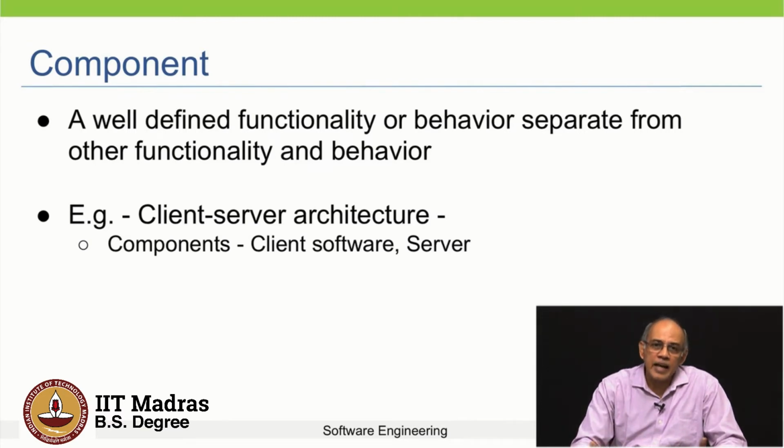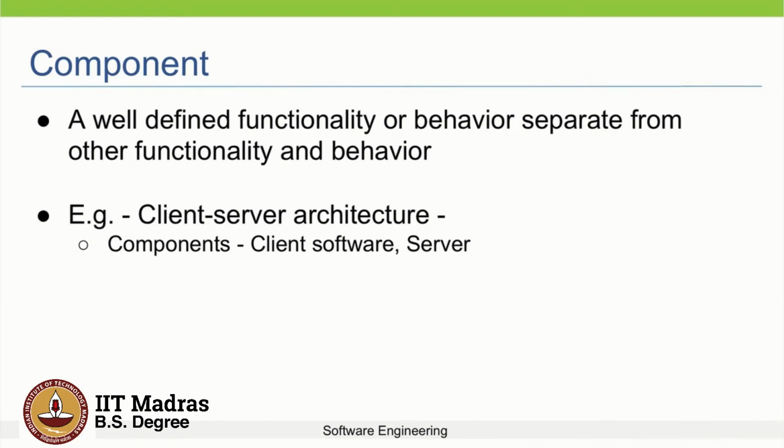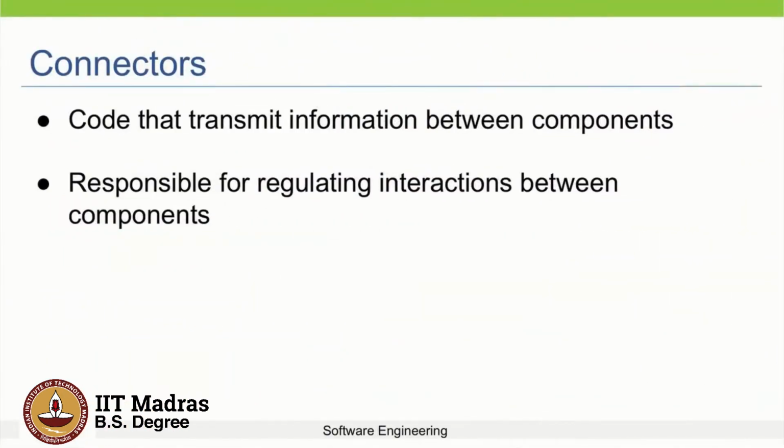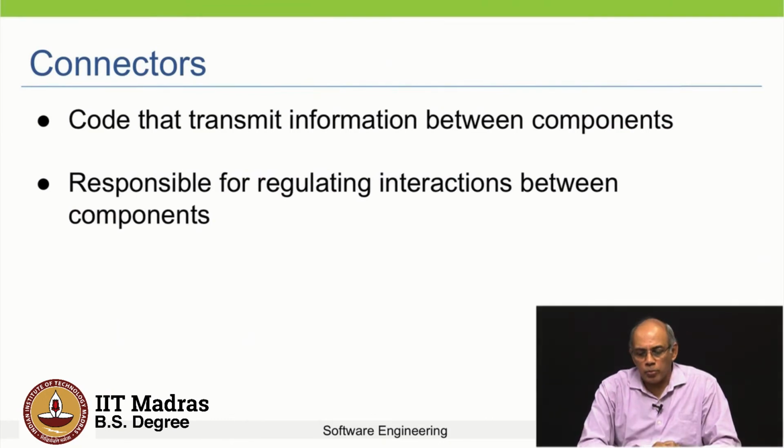For example, in a client server system, the client software is a component and the server software is another component. Your browser which sends a request to a search engine is a component and the server which responds to the request is a component. Now that we have seen what components are, another important unit of the architecture is connectors. Components cannot function in isolation, they have to be able to talk to each other. These are the connectors. So connectors are code that transmit information between the components. They are responsible for regulating the interaction among the components.